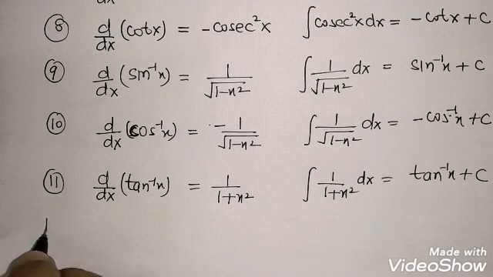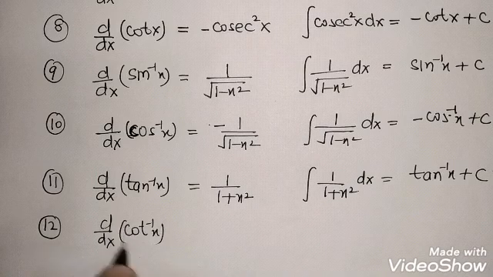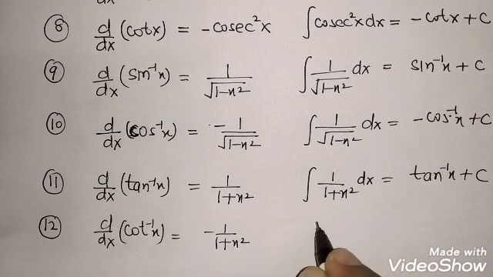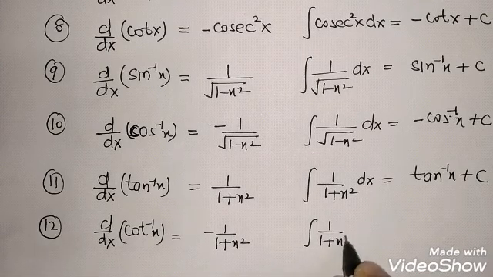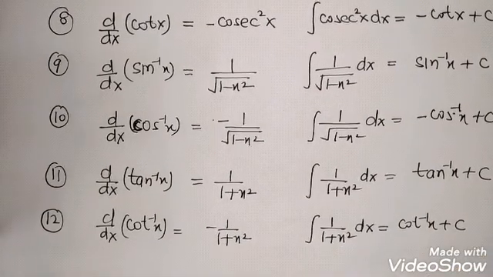Moving towards the 12th formula, and the formula is the derivative of cot inverse x. The derivative of cot inverse x is minus 1 upon 1 plus x square. So integration of 1 upon 1 plus x square dx is equal to cot inverse x plus c.